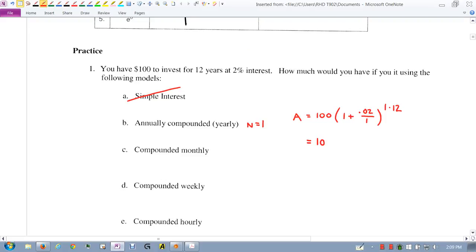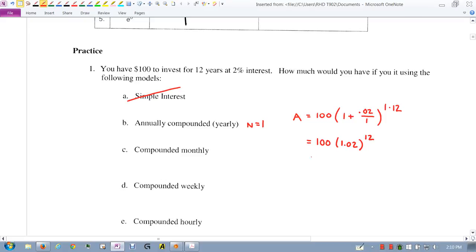Order of operations, what do I do first? What's in the parentheses? So do 0.02 divided by 1, which is just 0.02, right? Add 1 to that, and you should get 1.02 raised to the 12th power. Now on your calculator, do 1.02, raise it to the 12th, and you get a big old long decimal, right? 1.268241795. That's what mine says.